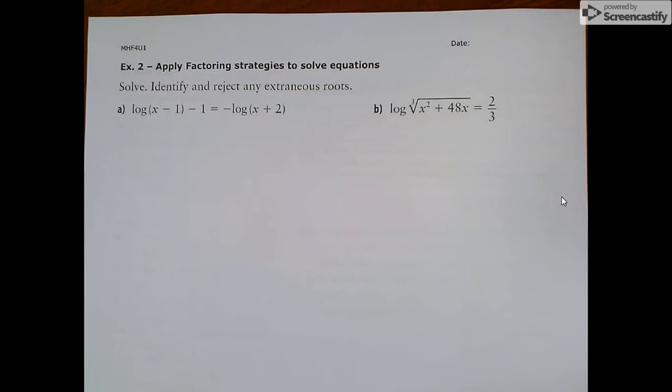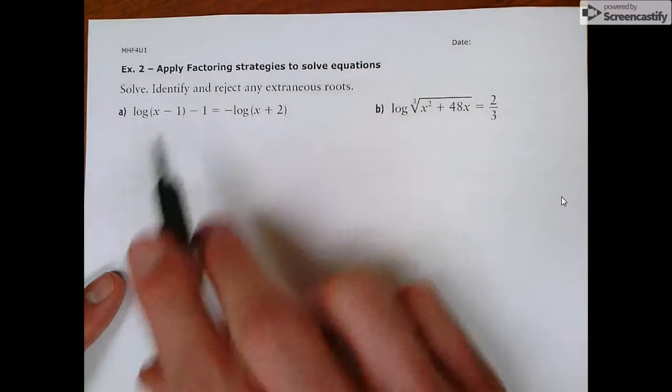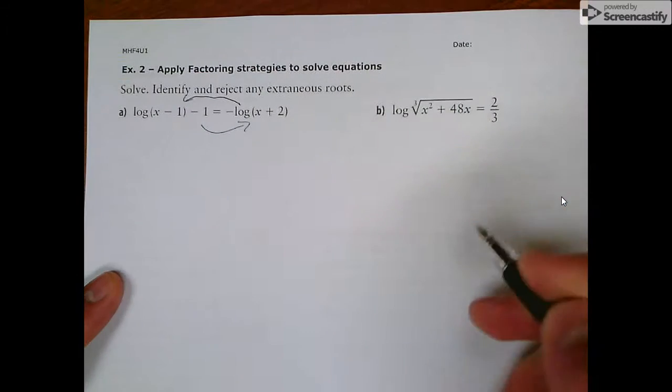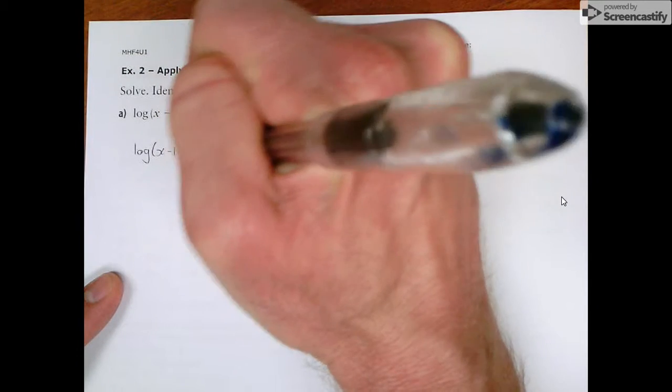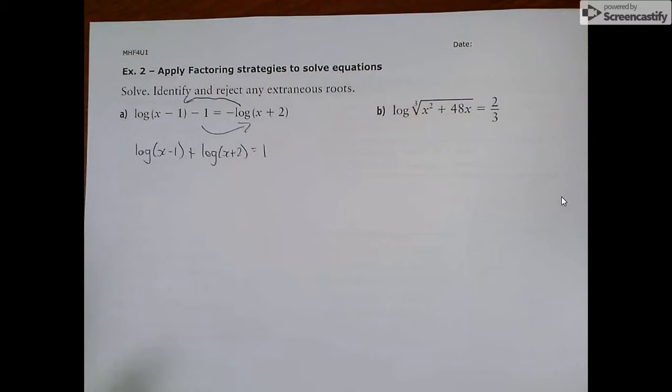So these ones can be a bit tricky. I mean, they look a bit scary, but the trick to these is to remember that we need to put everything together. We need a single log equals a single number, and then we can actually apply the definition of a logarithm. So we're going to start by moving the log to the left-hand side, and we'll move the -1 to the right-hand side, resulting in the equation log of x minus 1 plus the log of x plus 2 is equal to 1. And then we're going to apply that rule of logarithms.